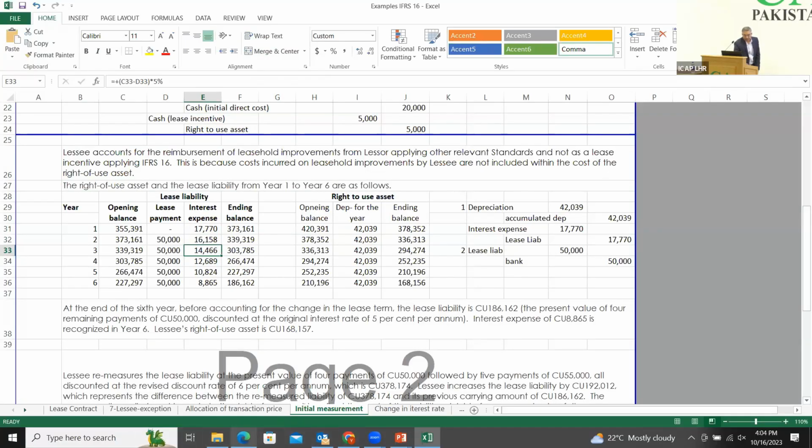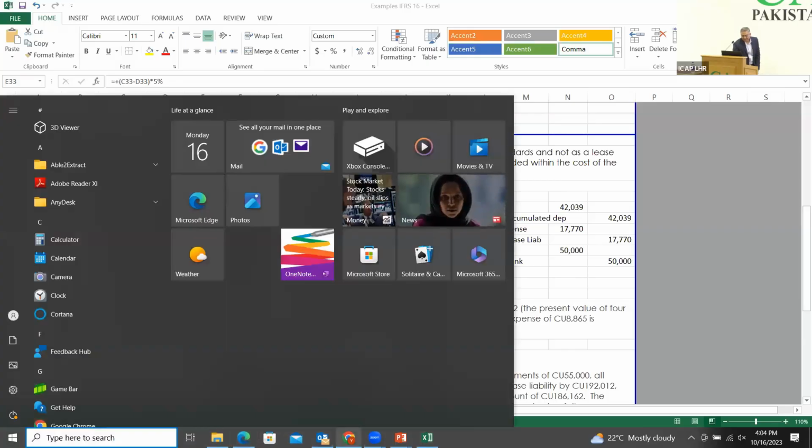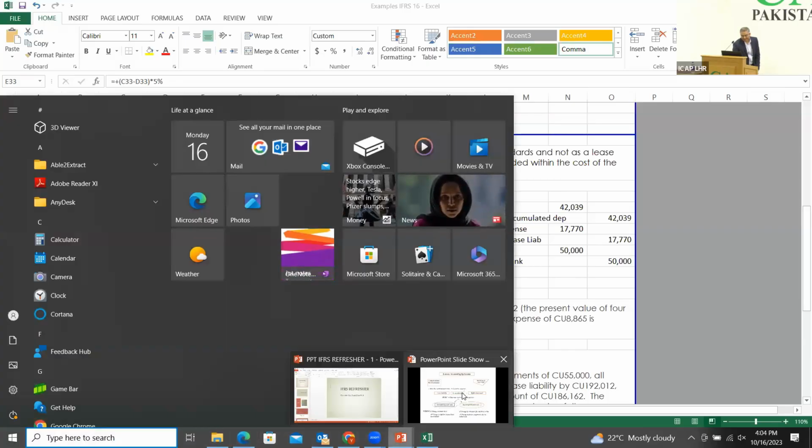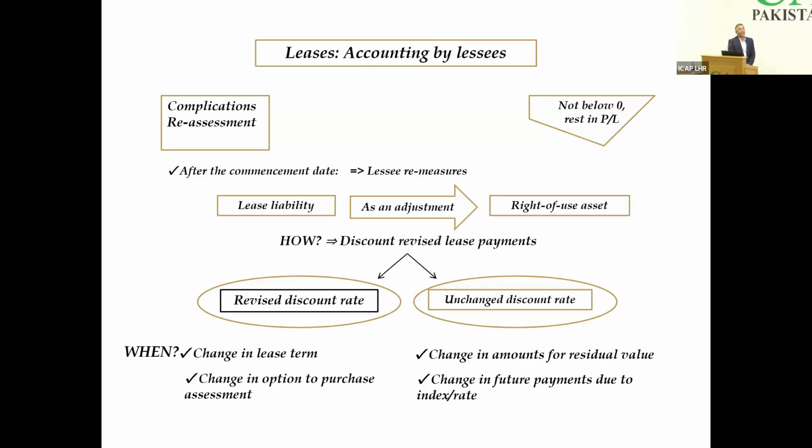Any question? Sir, is reassessment required at the reporting date, or when facts and circumstances change? Any date. When your facts and circumstances change, if that is during the year, you have to account for it accordingly during the year.